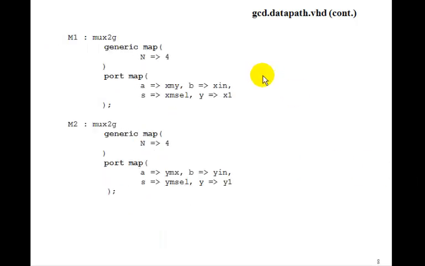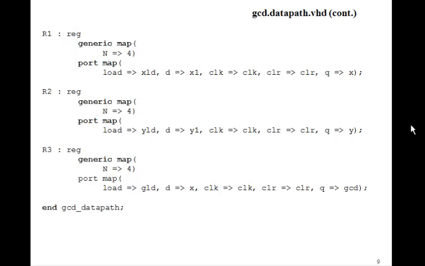Then we'll just port map the two MUXs, MUX2G. This is where the inputs are X minus Y and X in, and the output is X1, going to the X register. And then going to the Y register, the inputs will be Y minus X and Y in, and the output will be Y1. YM select and XM select, the multiplexer select signals, remember, come from the control unit.